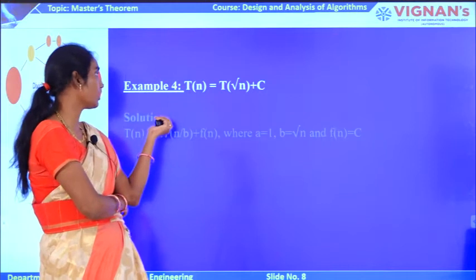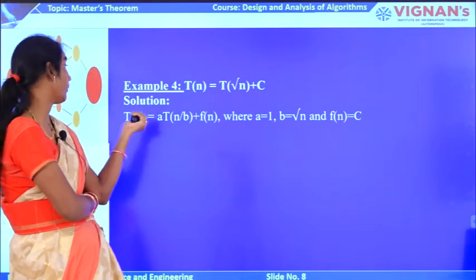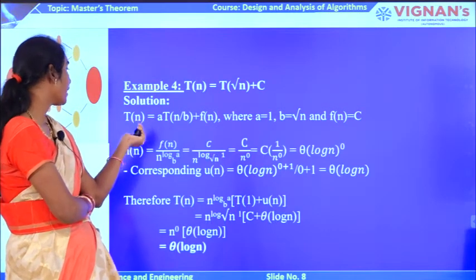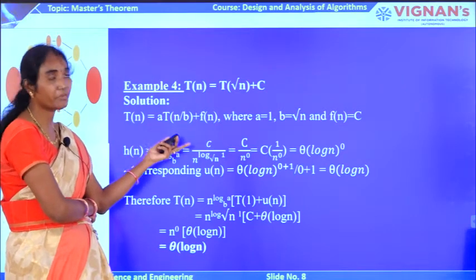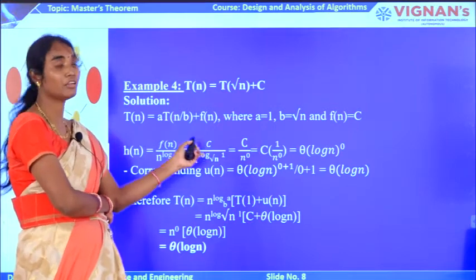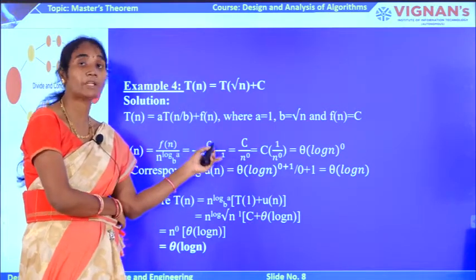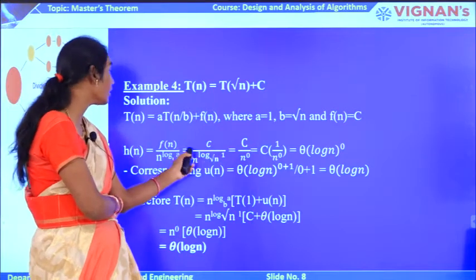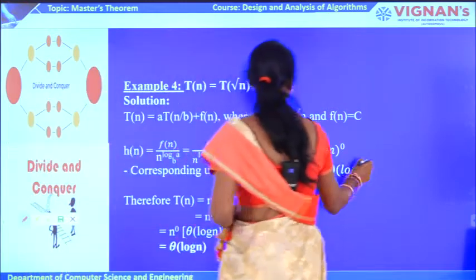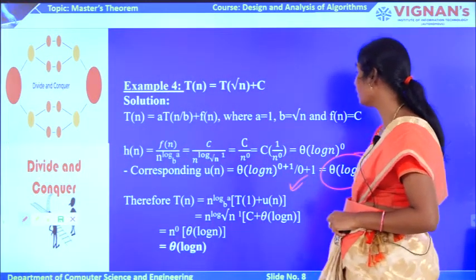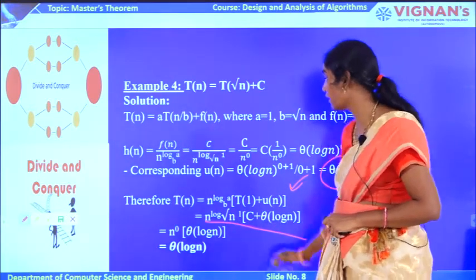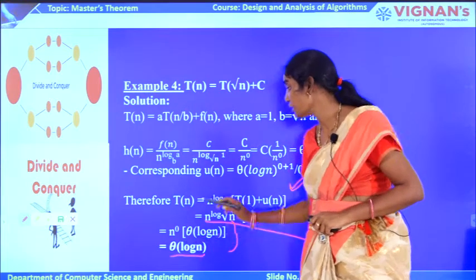So, here root n is nothing but n to the power of 1 by 2, right. So, now a is equal to 1, b is equal to root n, and f of n is equal to c. Now, h of n in the same manner we will find, which is equal to theta of log n to the power of 0. Now, the corresponding u of n will be theta of h of n to the power of i plus 1 by i plus 1. With that formula, u of n value will be theta of log n. Again, this theta of log n value I have to substitute over here. Now, it will be n to the power of log root n into c plus theta of log n, which will finally be theta of log n.